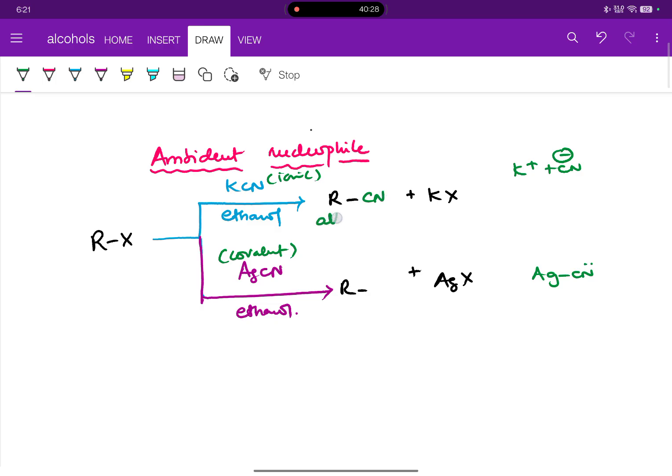So we call this alkyl cyanide. Now in AgCN, which is available? The nitrogen is available. So the N will come and attack. So we call this alkyl isocyanide.